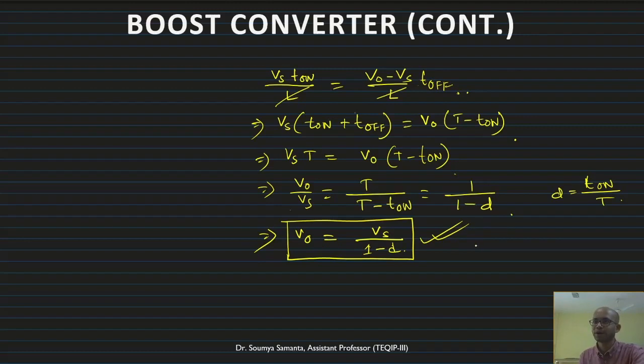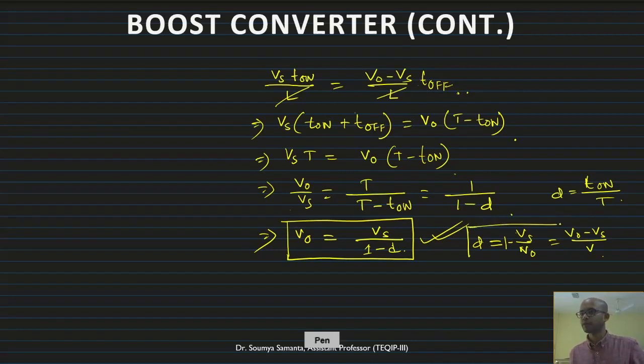Here we can also find the expression for D. 1 minus D equals Vs by Vo, so D equals 1 minus that, which is (Vo minus Vs) by Vo. This is the duty cycle expressed in terms of the voltages. Fine.